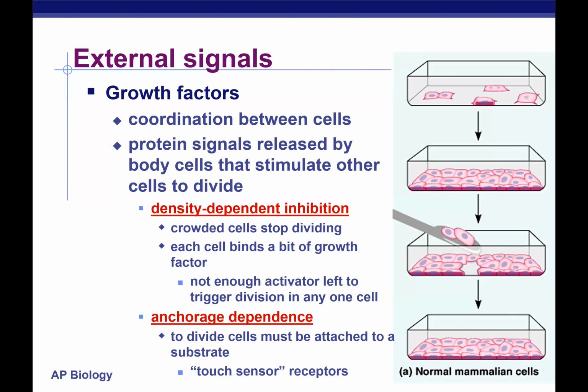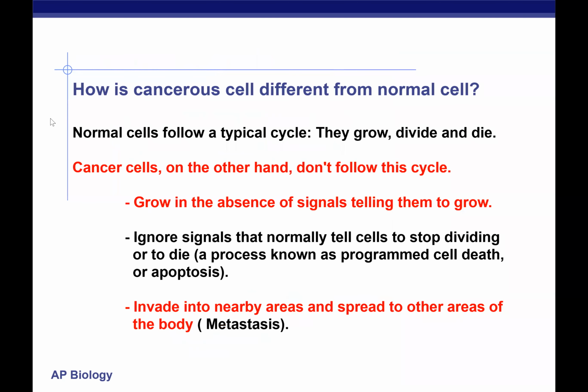Okay, now with this kind of background, let us come back to look at how a cancer cell differs from a normal cell. I gave a broad definition to begin the discussion earlier, but now let us look at what happens with this background. A normal human cell typically has this kind of cycle: they grow, divide, and die.